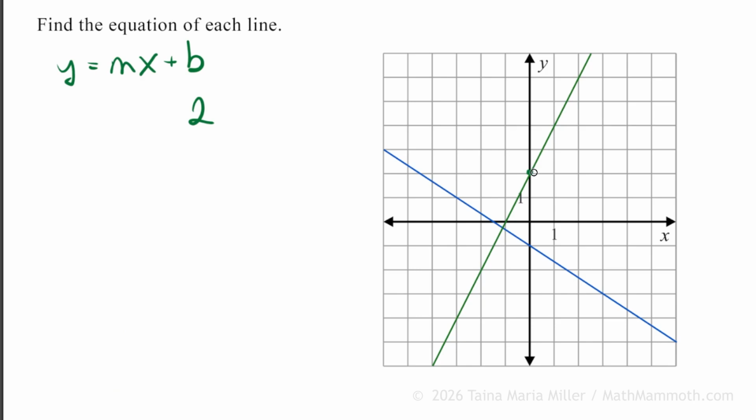What about the slope? What is the slope of this green line? Well, we can draw a triangle for the rise and run. Rise over run is 2 over 1, or just 2. So that is the equation, y equals 2x plus 2.